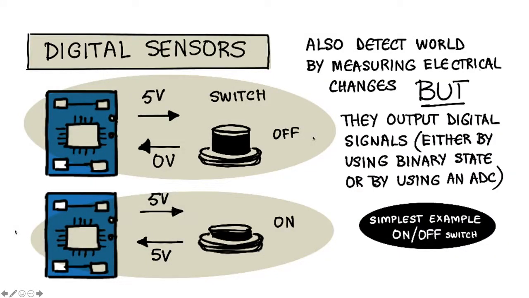So digital sensors, same idea, voltage goes out, voltage comes back, but there's only two values that you have for the digital sensor, high and low. Is it the same voltage coming back, or is there no voltage coming back? That's all you get. So with a button, if the button's up, you get nothing back. When it's down, you get the same voltage back. And that then simply gets converted to 1 or 0.